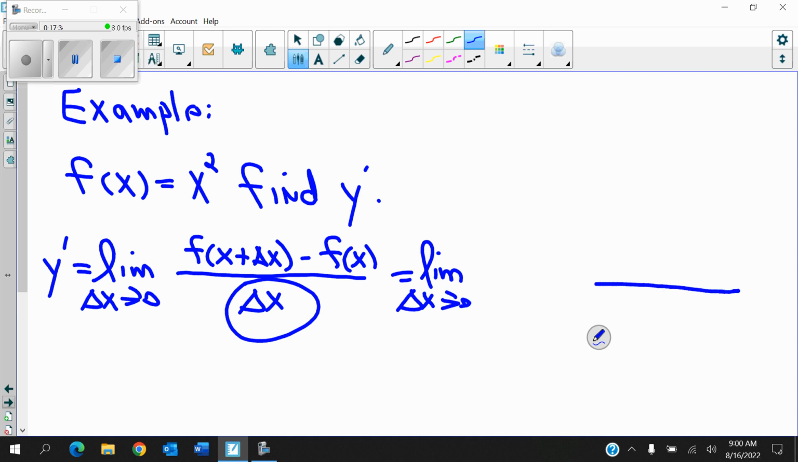Here we go, f of x plus delta x. So that's x plus delta x. Wherever I see an x, I put in x plus delta x. It's got to be squared, minus what? x squared. And this is all over delta x.